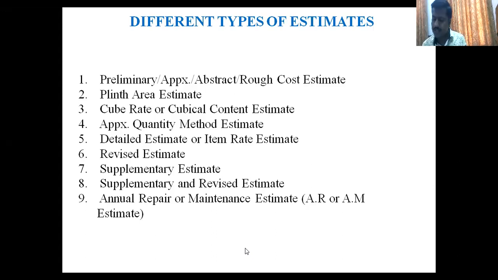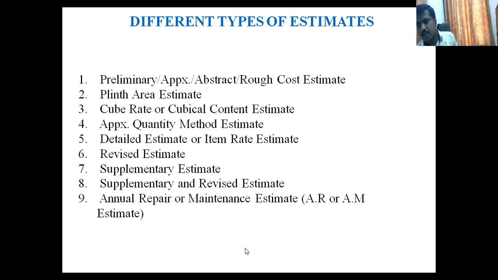Now quantities, again, you are familiar with this word. Quantities are nothing but your excavation, plain cement concrete, RCC, reinforcement, doors, windows, painting, plastering. There are around 100 quantities we have. It may be brickwork, it may be cement mortar. Whatever material we are using, and whatever activities we are performing on site for the construction, we are going to prepare the estimate for the same.